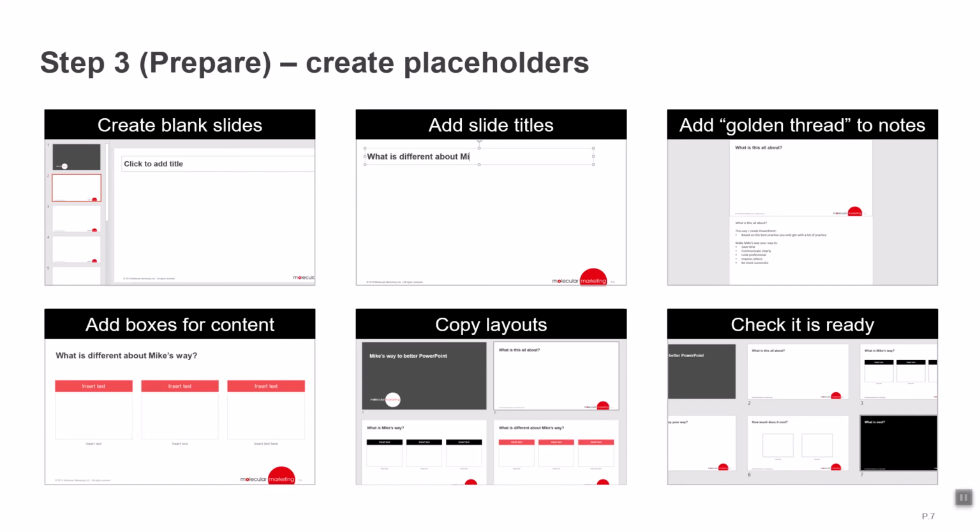Add titles to the slides. I usually take these from my golden thread. Add the relevant sections of your golden thread to the speaker notes of your slides. This will give you a narrative to follow when you present your presentation. Add boxes for content, images and text. And if you have 2 slides with a similar layout, copy the boxes and layouts from one to another. This will ensure you avoid jitter when you flick from one slide to another. Finally, check your placeholders to make sure you haven't missed anything.